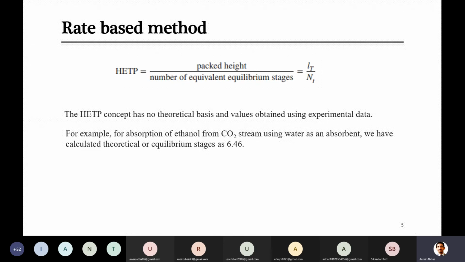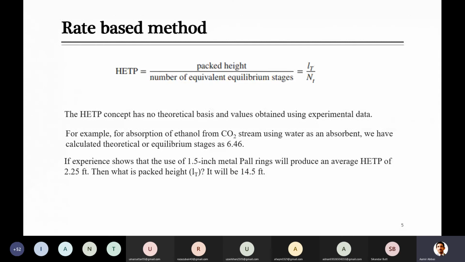So here we are going to discuss a number of examples of different packing types. You will see that the height of the bed needed for a specific packing is different if you select a different type of packing. For example, if we go for 1.5 inch metal pall rings, which are a random packing, then it has an average HETP of 2.25 feet.